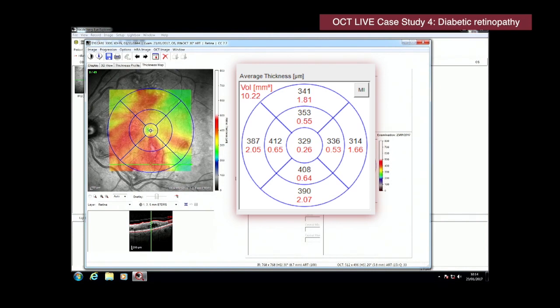Color coding will give you an idea. If you see white here, that means it's more than 450 microns. So definitely patient needs treatment. And the advantage of OCT is it helps you to monitor the disease progress as well, because now we can compare this scan with the previous scan, and we can just do a serial scan every month or every 2 months and see the progress of the disease.